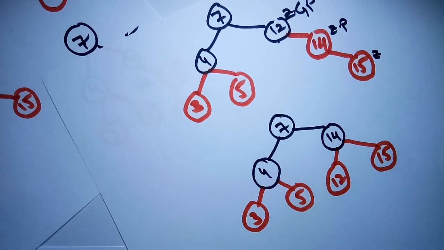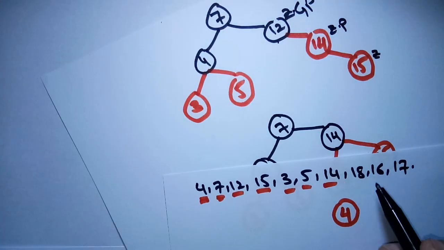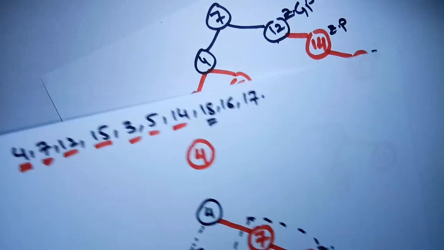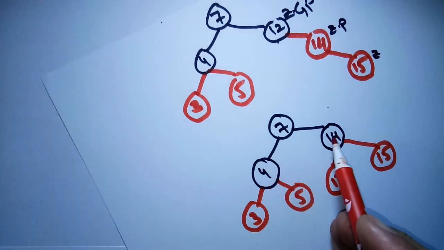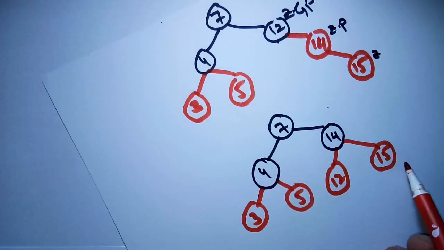That's fine. Now let's insert the next node, that is 18, right? If I insert 18, 18 will go in the right of 7, in the right of 14, in the right of 15.